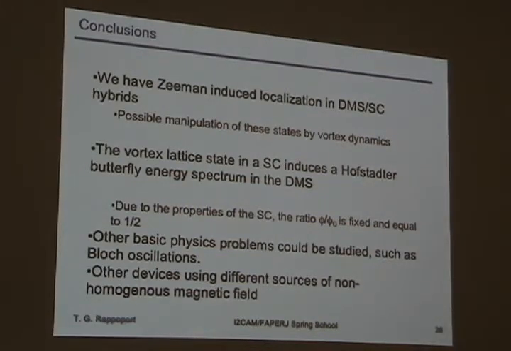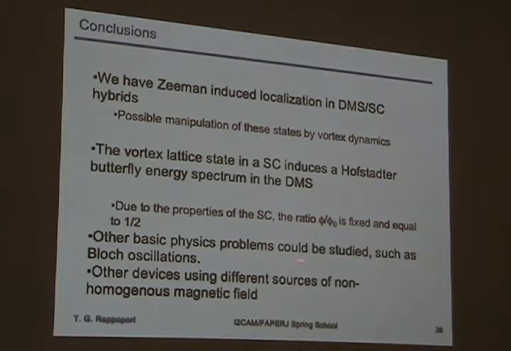So I'm going to finish my talk now saying, okay, what did we get? We got that the Zeeman effect is able to localize spin-polarized carriers in a DMS, and using a superconductor, it's possible to manipulate these states by, for example, vortex dynamics.